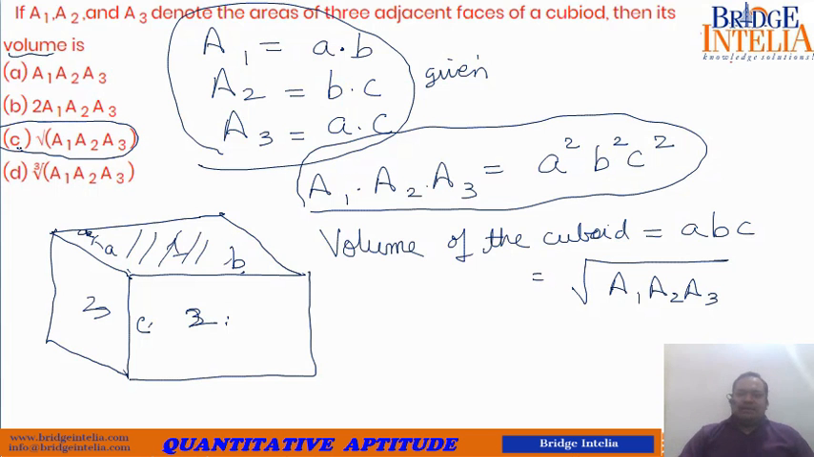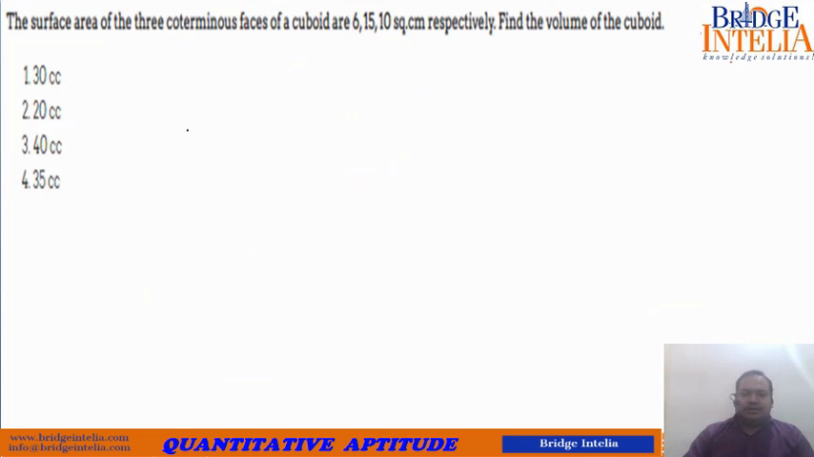Please remember this result. This is a very important result. So next time you see it, you can use it as a shortcut. If these three areas are given, you can straight away multiply these three areas and then take its square root. You will straight away get the volume. Now let's move to the next one.